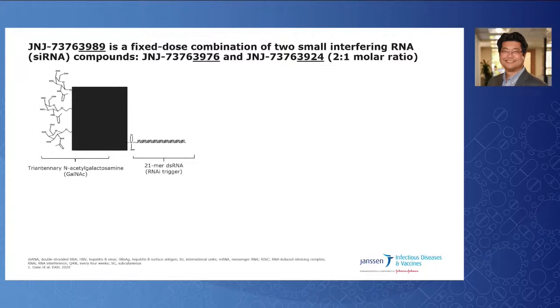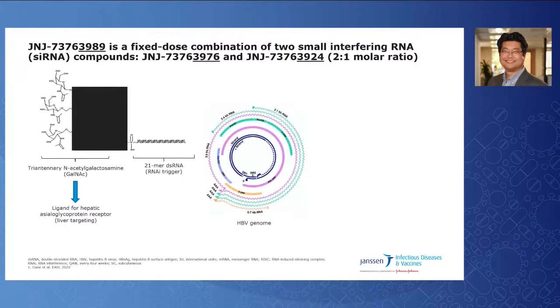On the left-hand side of the molecule are 3 N-acetylgalactosamines, which serve as a ligand for the hepatic asialoglycoprotein receptor. The pharmacologically active portion of the molecule shown on the right is double-stranded RNA, 21 nucleotides in length. This is also referred to as the RNA interference trigger. The nucleotide sequences are complementary to the mRNA produced from the HBV genome illustrated here. 3976 targets the S open reading frame, whereas 3924 targets the X open reading frame.